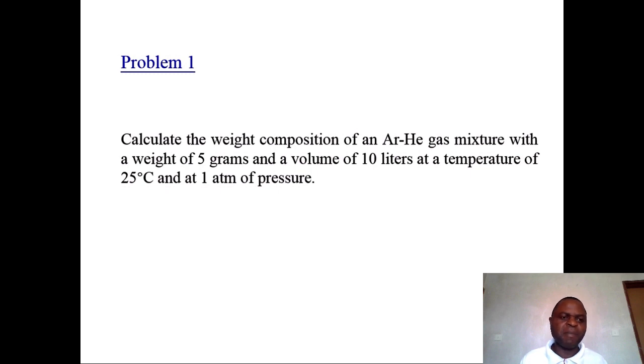The question for problem number 1 was: calculate the weight composition of an argon helium gas mixture with a weight of 5 grams and a volume of 10 liters at a temperature of 25 degrees Celsius and at 1 atmosphere of pressure. So we are given an argon helium gas mixture, and the total weight is 5 grams, and the total volume is 10 liters. And we are also given the temperature and the pressure of that mixture.